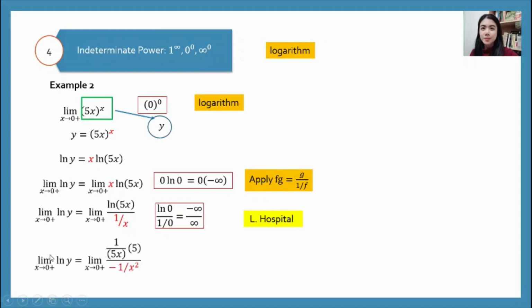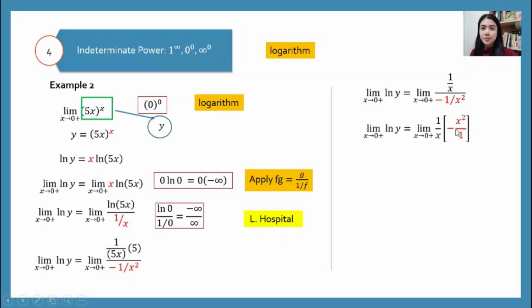So when you apply the L'Hopital rule, at the numerator part, you will have 1 over 5x times 5, and the denominator part will give you negative 1 over x squared. And let's just simplify it. Okay, and simplify it again. And then we have the result of the limit as x approaches 0 from the right, that is negative x. So when you substitute x equal to 0 into here, you have the result of 0. But this is actually for the right hand side.